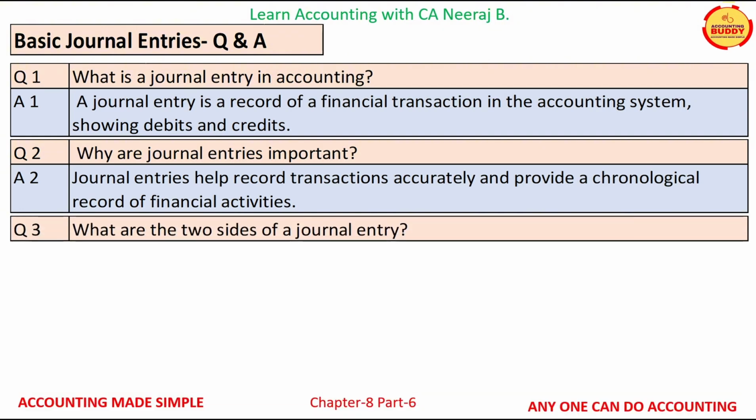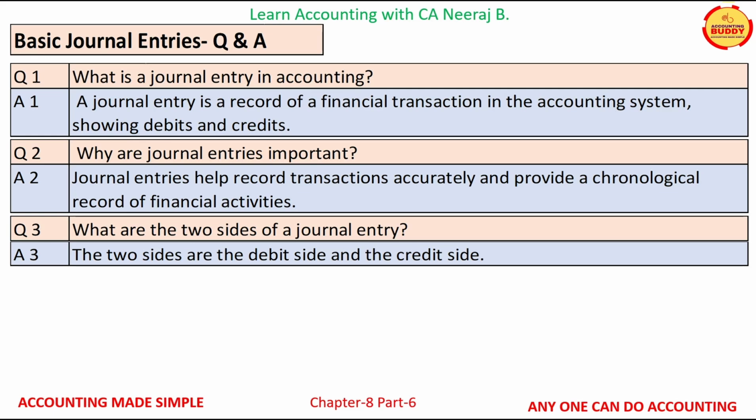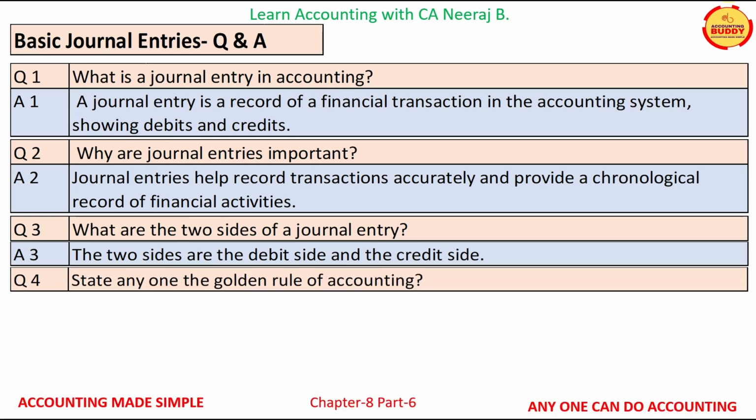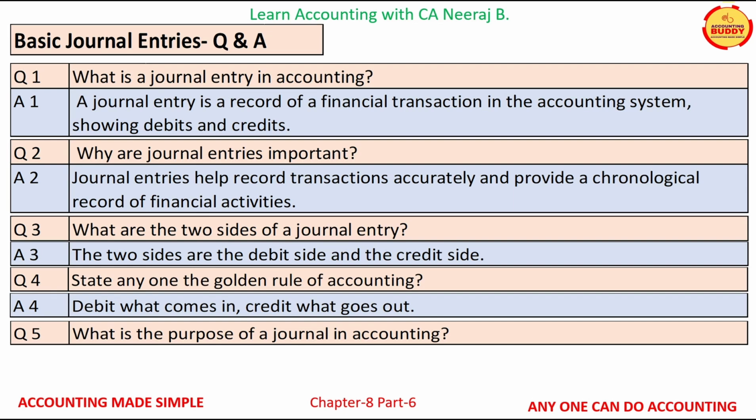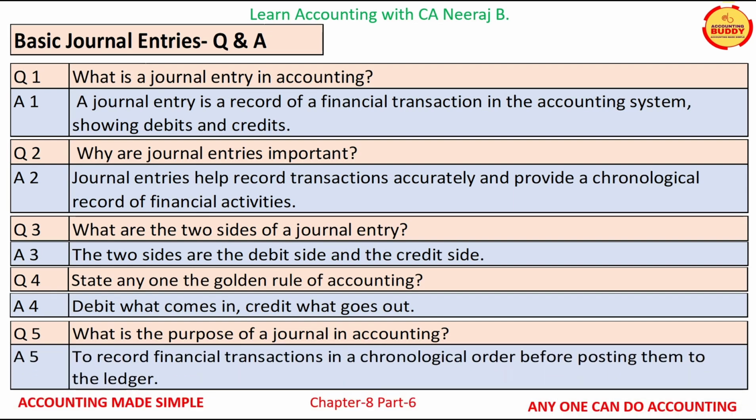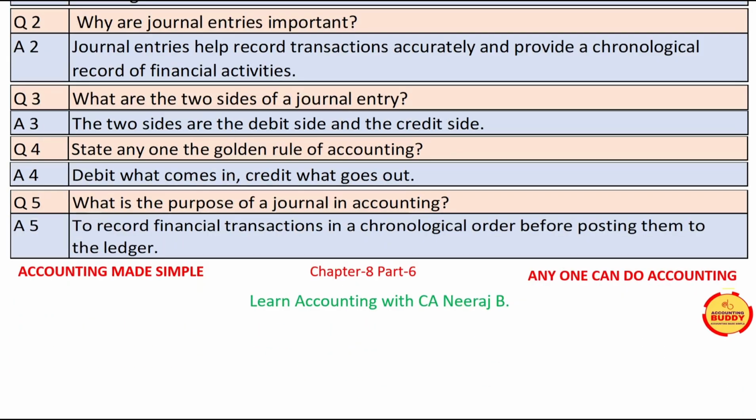Question number 3, what are the two sides of a journal entry? The answer is, the two sides are the debit side and credit side. Question number 4, state any one golden rule of accounting. The answer is, debit what comes in, credit what goes out. Question number 5, what is the purpose of a journal in accounting? The answer is to record financial transactions in a chronological order before posting them to the ledger.